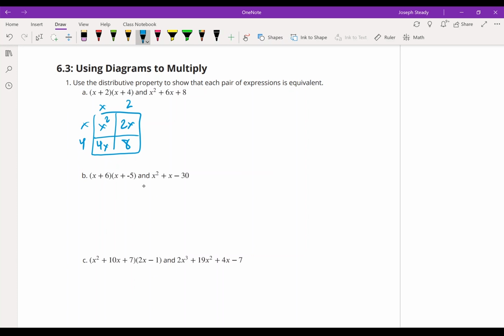Now that we've done all the multiplying, we can go ahead and combine like terms. Well, the x squared doesn't combine with anything. The 2x and the 4x combine to give us positive 6x. And then the 8 also does not combine with anything, so it's stuck by itself as well. So x squared plus 6x plus 8, that matches. Done with the first one.